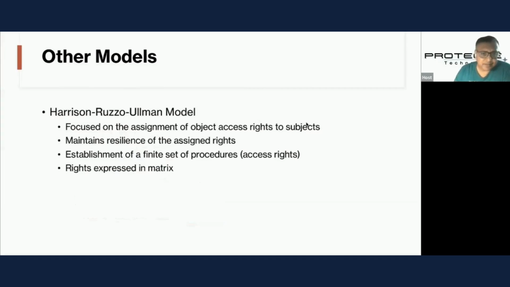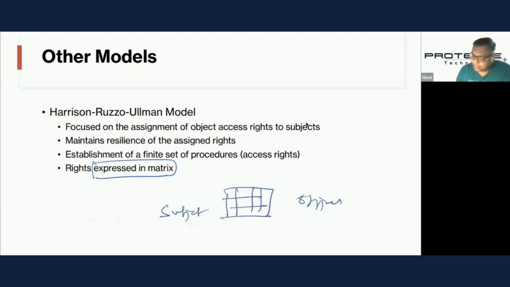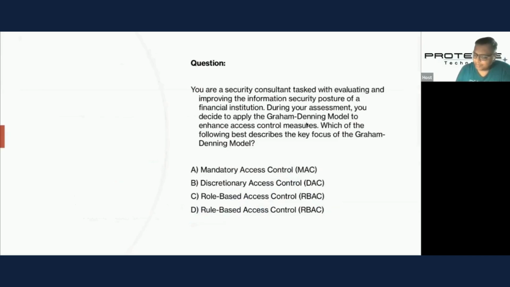And finally is the Harrison-Russo-Ullman model. Harrison-Russo-Ullman model is a matrix-based system of rights and so this is subjects, this is objects. The access control matrix tells what are the rights. So it's got a finite rights which it gives. That's called the Harrison-Russo-Ullman model.